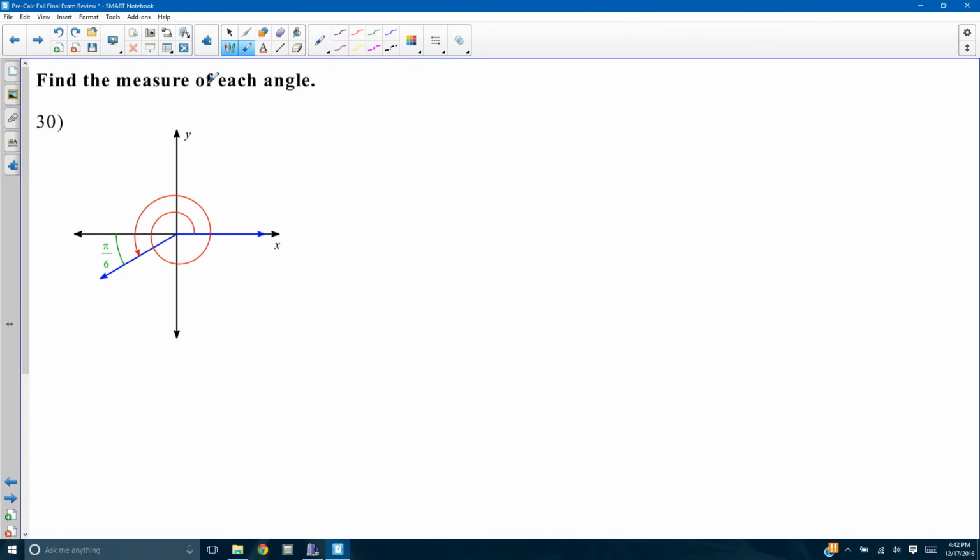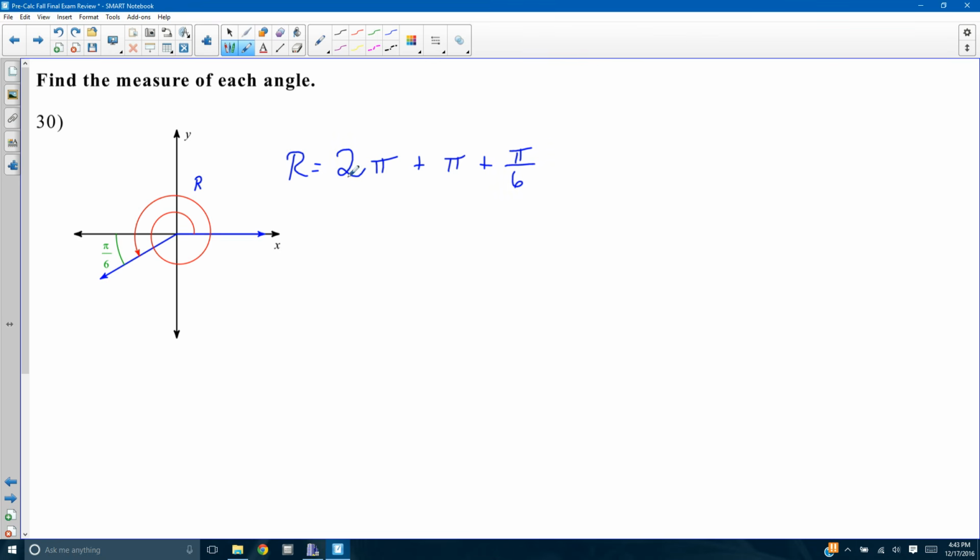Number 30, find the measure of this angle. Okay, so I assume that they're referring to the red right here, right? Let's call this thing R because it looks like it's a radian measure. So finding the measure of the angle requires knowing how many revolutions you're going around the circle. Looks like there's a full revolution, so for sure we're doing 2 pi. And then we're going to be adding a little bit more here. Another half circle is another pi. And then this amount right here is pi over 6. So we're going to add those 3 things.